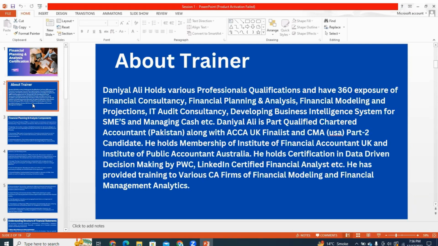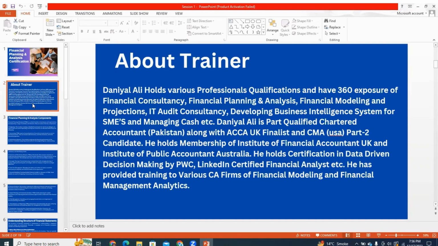I hold various certifications in data driven decision making. Some of the prominent ones have been mentioned here. I'm a LinkedIn certified financial analyst, and most importantly, I have provided various trainings of financial modeling and financial management analytics to the CA firms here in Lahore. So I have multiple exposure, and now let's begin our task.